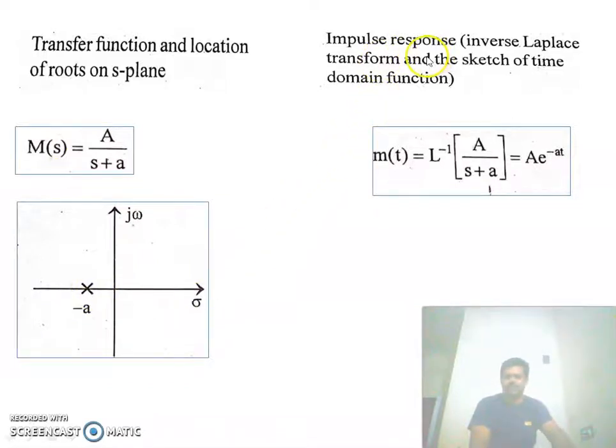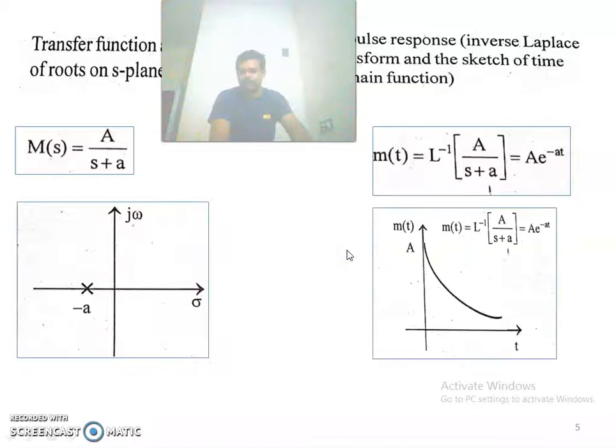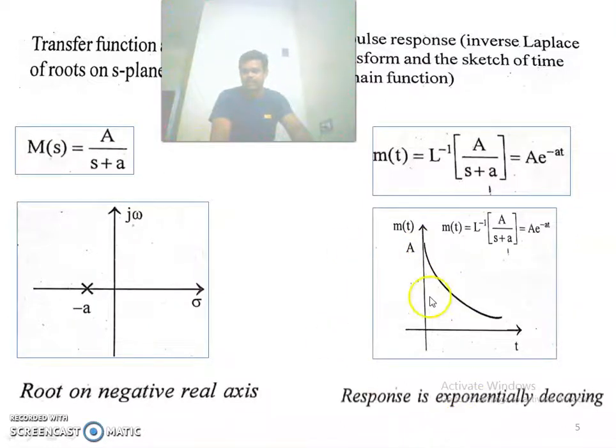The impulse response of this is the inverse Laplace transform of a divided by s plus a. Here a is a constant, and the inverse Laplace transform of 1 divided by s plus a is e to the power minus at. So we get a into e to the power minus at. The response is exponentially decaying, since we have the term e to the power minus at.